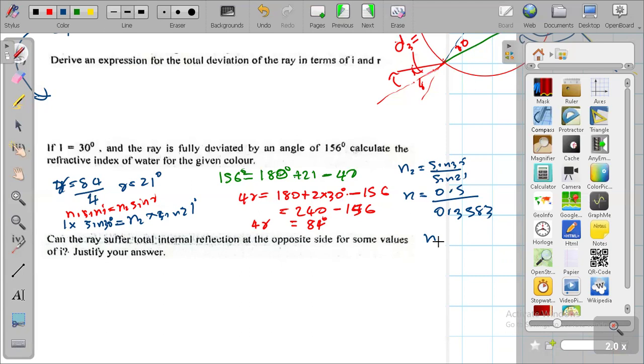We will get the refractive index as 1.40. Can you understand the way how I did it?